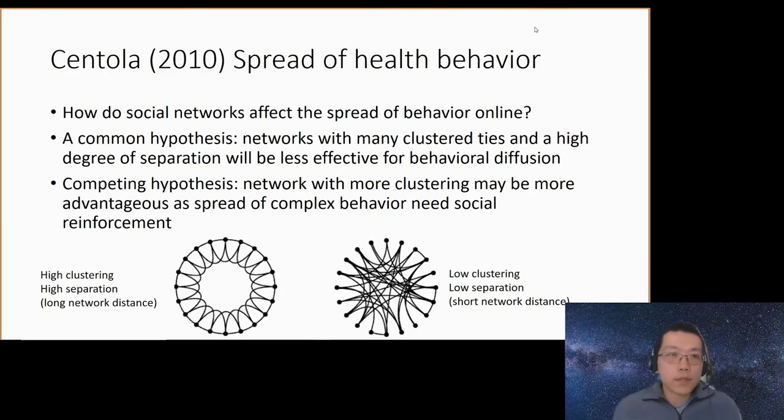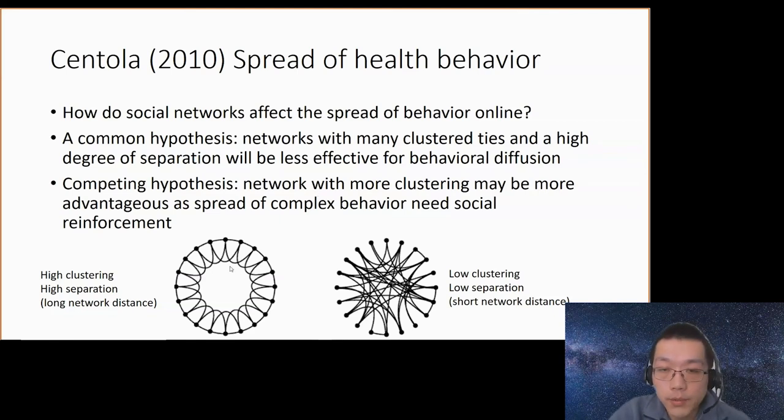The first example is probably a more famous one you have heard of. This was Centola publishing in Science in 2010, where he considers the spread of health behavior. So the basic question is, how do social networks affect the spread of behavior online? A common hypothesis is that networks with many clustered ties and a high degree of separation will be less effective for behavior diffusion.